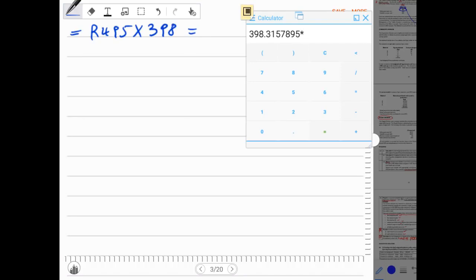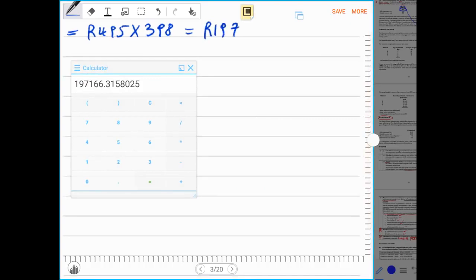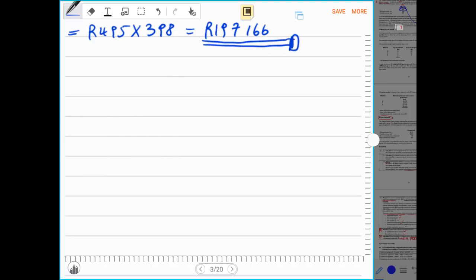Times that by 495, which is the selling price. After multiplying that by 495, we get to 197,166. So now this will be our break-even sales value for the Bambalot product after the discontinuation of the Wilson product.